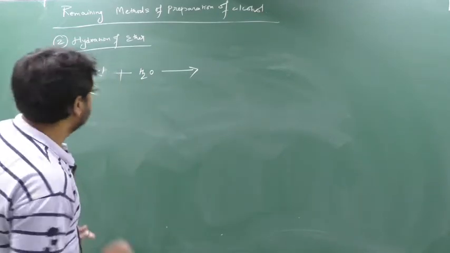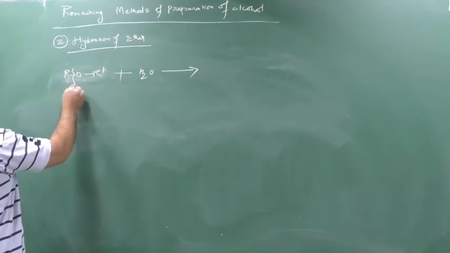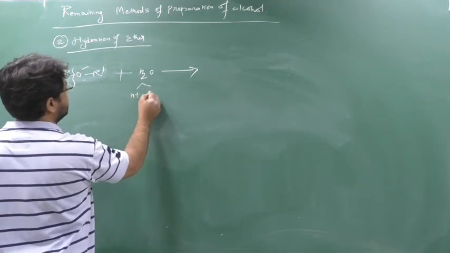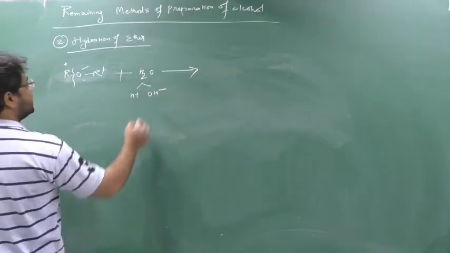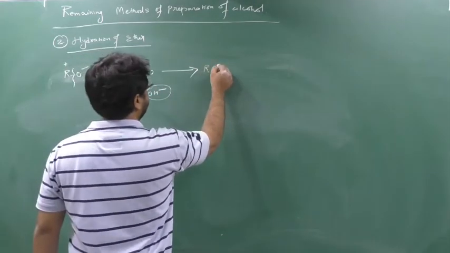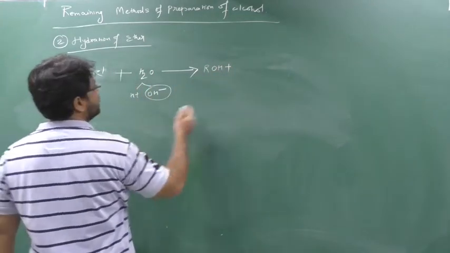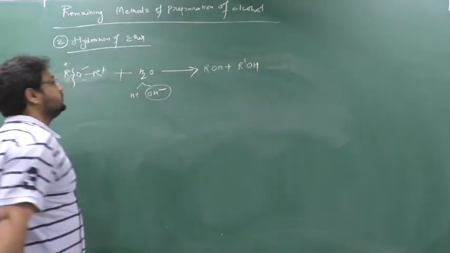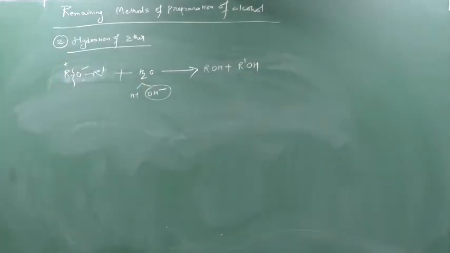Now see, suppose I am doing the splitting in this way, so I will get this as minus and this as plus. So what will I get? I will get H plus here and OH minus here. So this OH minus will react with this plus. So what will form? ROH, and R dash OH. So this will be the answer.